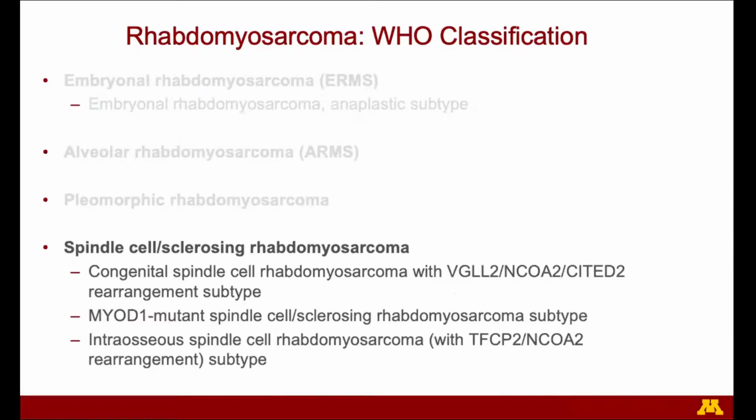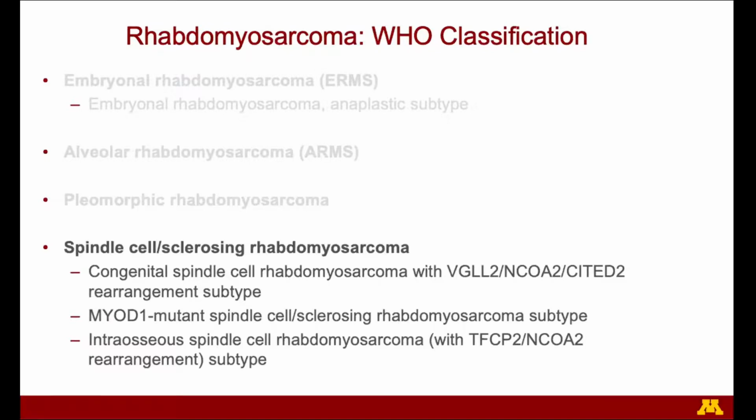The last but not the least is the spindle cell/sclerosing rhabdomyosarcoma group. These tumors were added to the WHO classification in 2013 as a single entity, merging the spindle cell rhabdomyosarcoma with the sclerosing rhabdomyosarcoma. There are 3 recently added subtypes to the WHO classification 2020 for this rhabdomyosarcoma group, with quite long names based on the gene abnormalities.